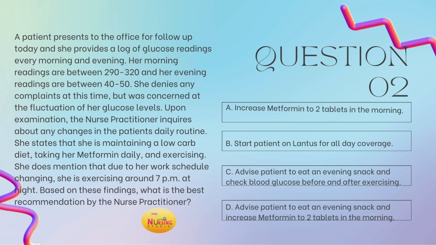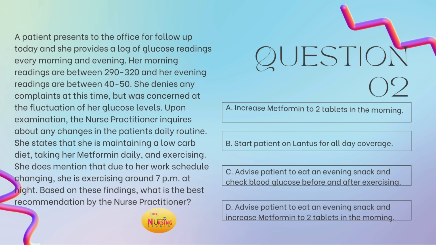All right, question number two states a patient presents to the office for follow up today, and she provides a log of glucose readings every morning and evening. Her morning readings are between 290 and 320, and her evening readings are between 40 and 50. She denies any complaints at this time, but was concerned at the fluctuation of her glucose levels.